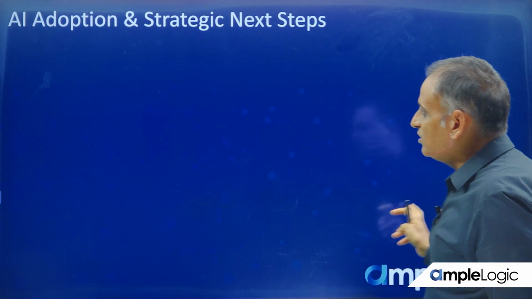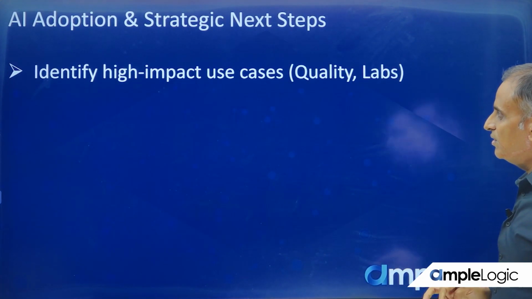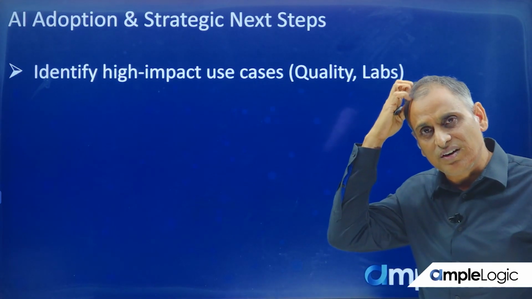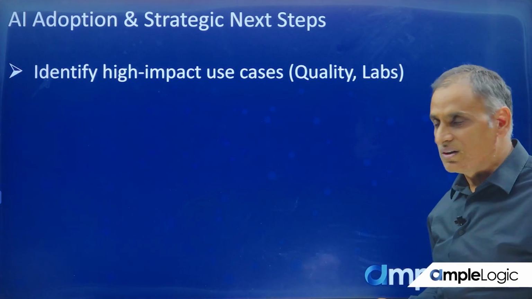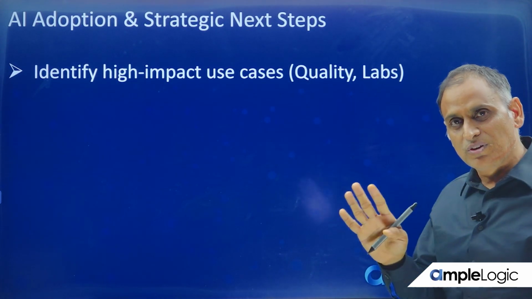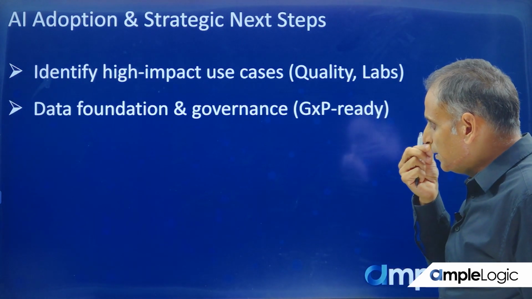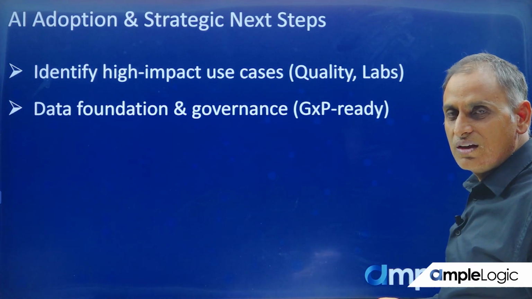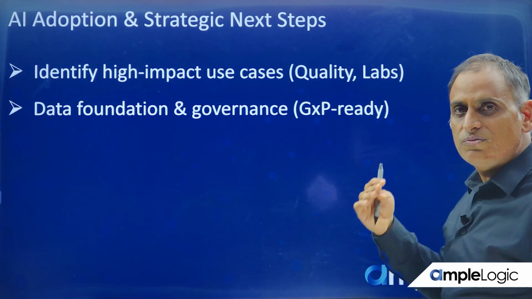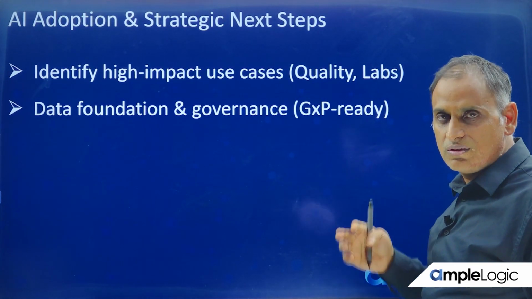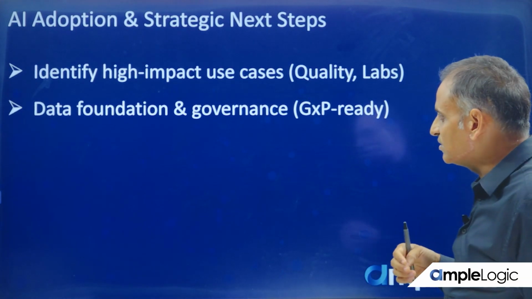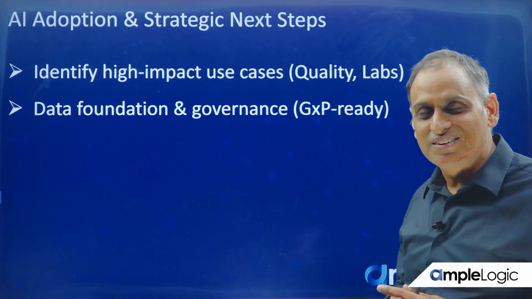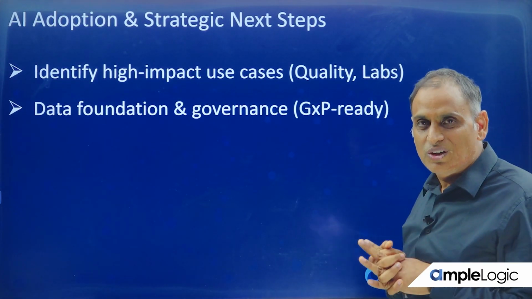Now, how can AI adoption happen? Identify your high-impact use cases wherein you already have data. Most of the companies have quality and labs areas that have been automated, so you already have data, and you can use the first stage of your AI in these applications, along with your data foundation and governance. Again, how your data is held matters, and there must be some kind of governance model.